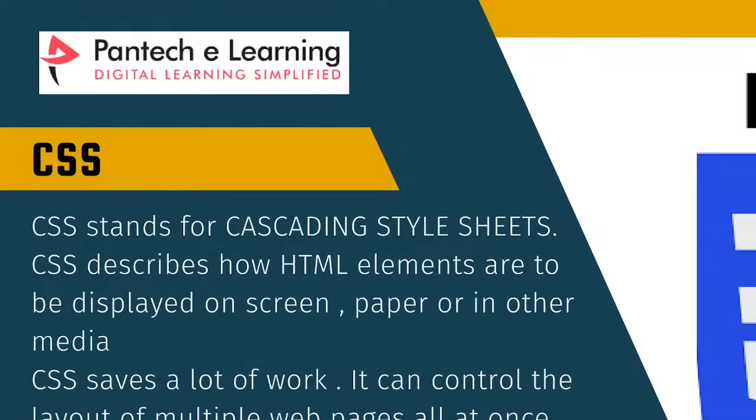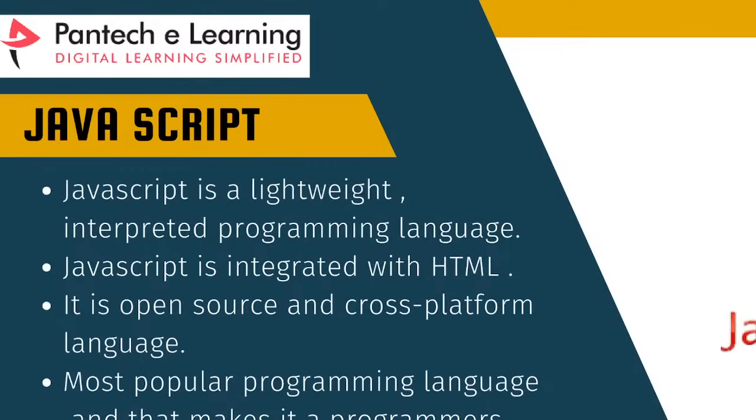CSS stands for Cascading Style Sheets. It describes how the HTML elements are to be displayed on the screen. Which color can be used, what is the size of that content, all that can be done with the help of CSS. It can display on the screen, paper, or any other media also. It saves a lot of work. It can control the layout of multiple web pages all at once. It is a set of rules defining how an HTML element is to be presented in the browser.